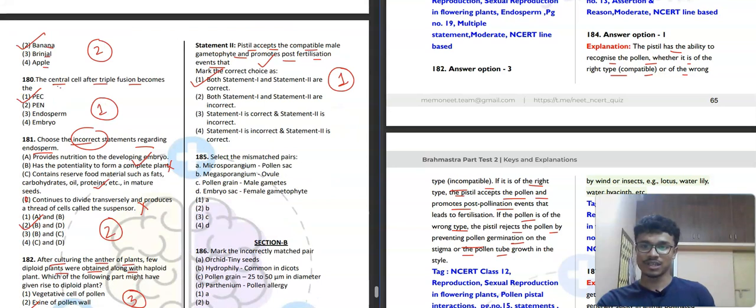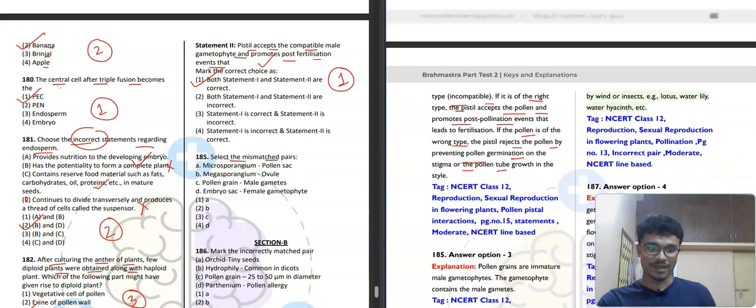Moving towards the next question, let's select the mismatched pair: microsporangium, pollen sac; megasporangium, ovule; pollen grain, male gamete; embryo sac, female gametophyte. So here, 185, the mismatched pair will be the third option, pollen grain and male gametes, because pollen grains are immature male gametophytes. The gametophyte contains male gametes. That's why the third option will be your correct answer, as it is a mismatched pair. Third option will be your correct answer.